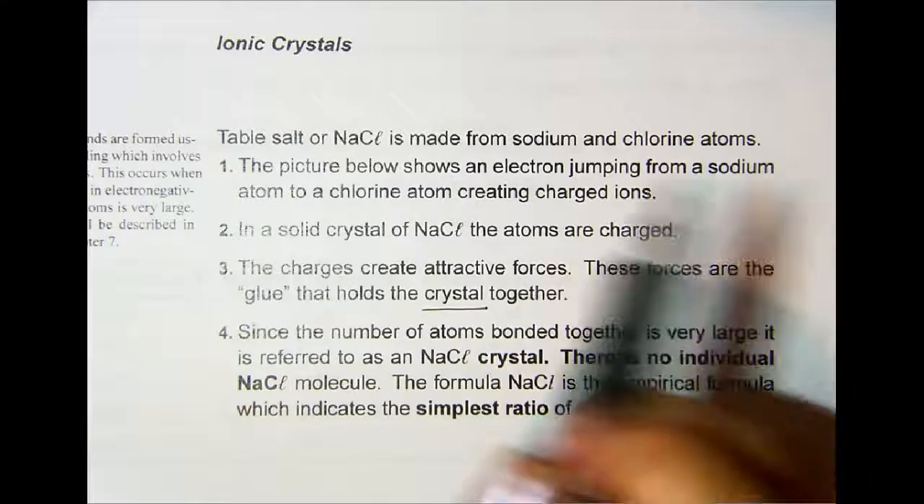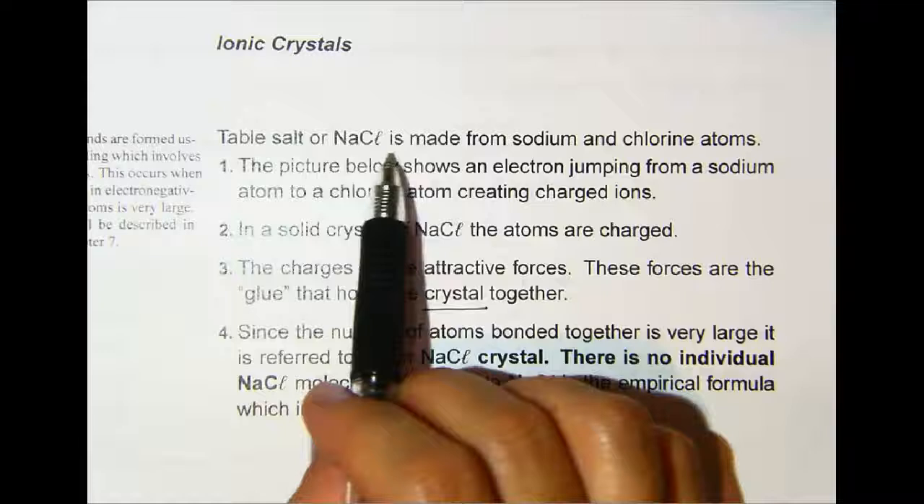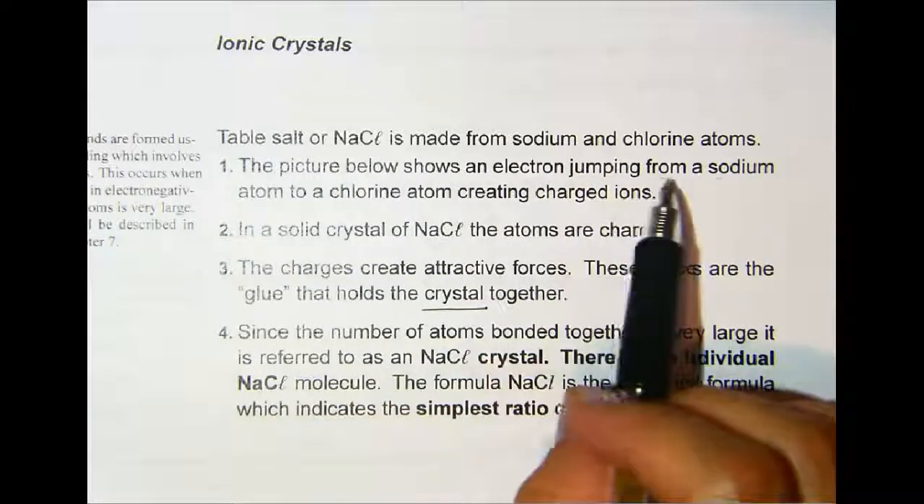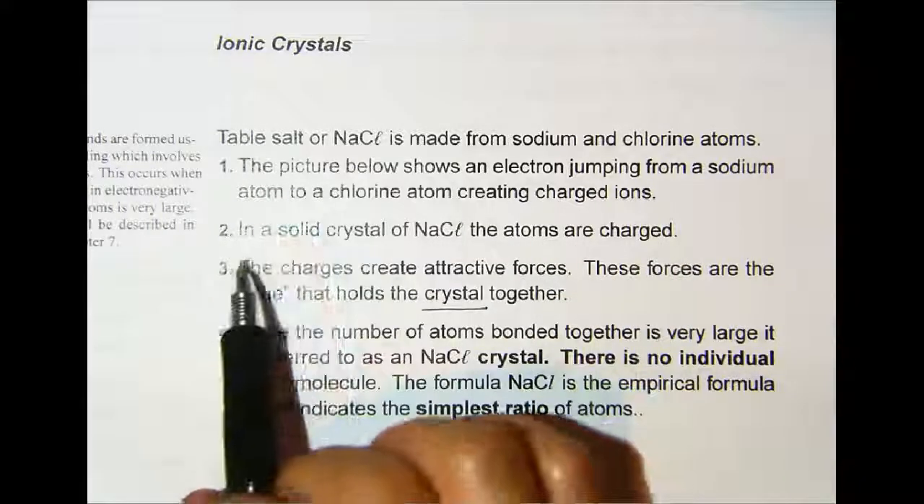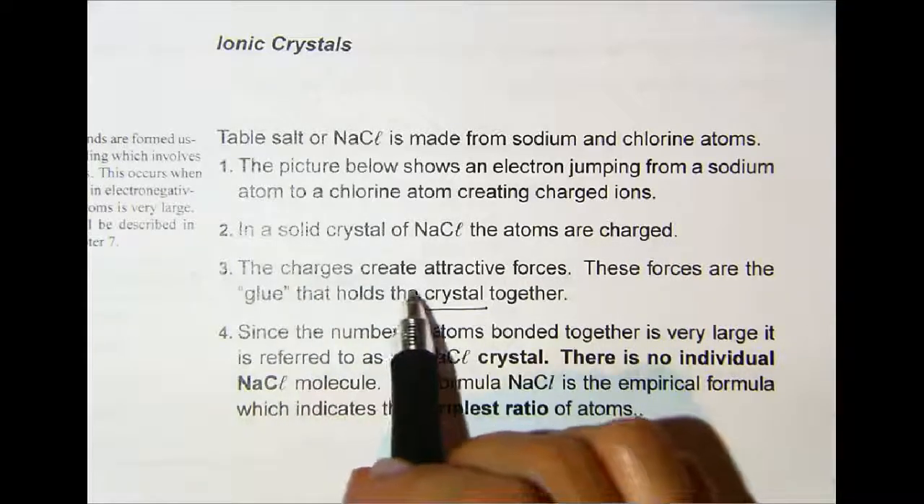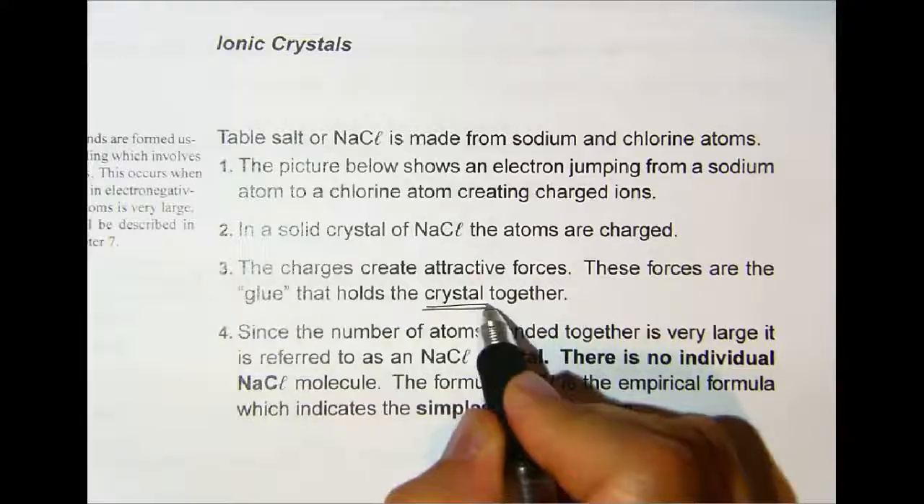So ionic compounds form into what's called ionic crystals. Table salt, or NaCl, is made from sodium and chlorine atoms. The picture below shows an electron jumping from a sodium atom to a chlorine atom, creating charged ions. In a solid crystal of NaCl, the atoms are charged. The charges create attractive forces. These forces are the glue that holds the crystal together.